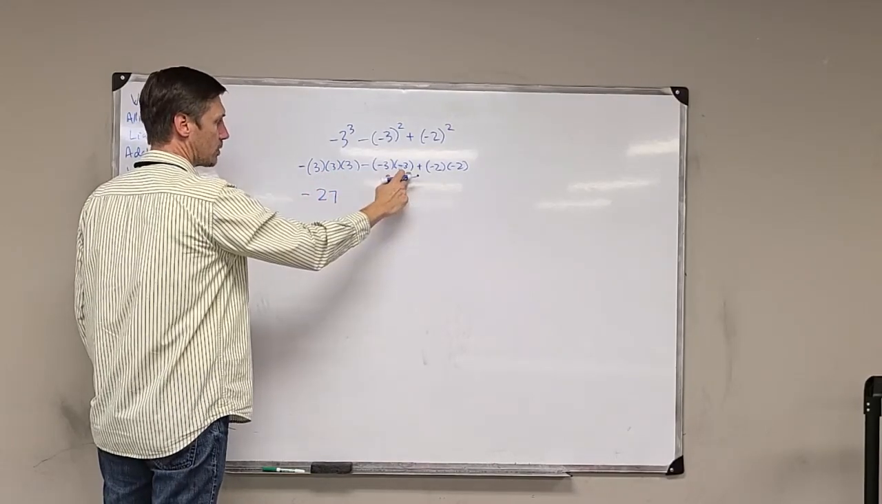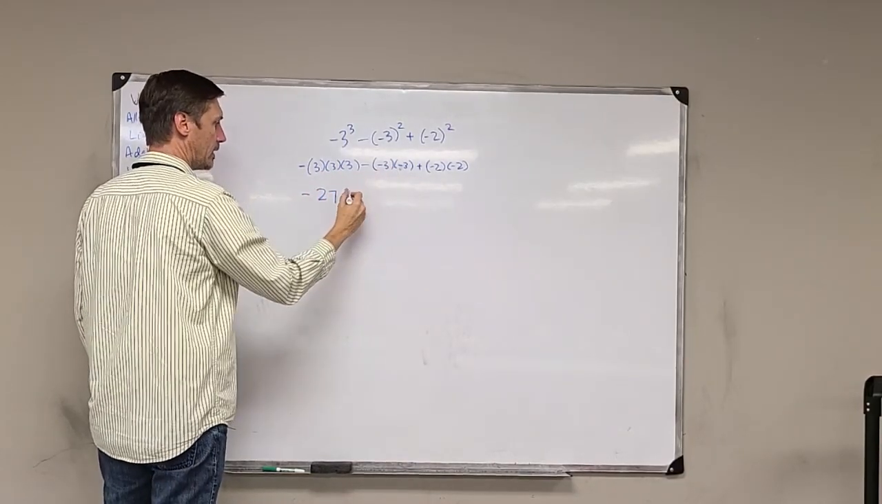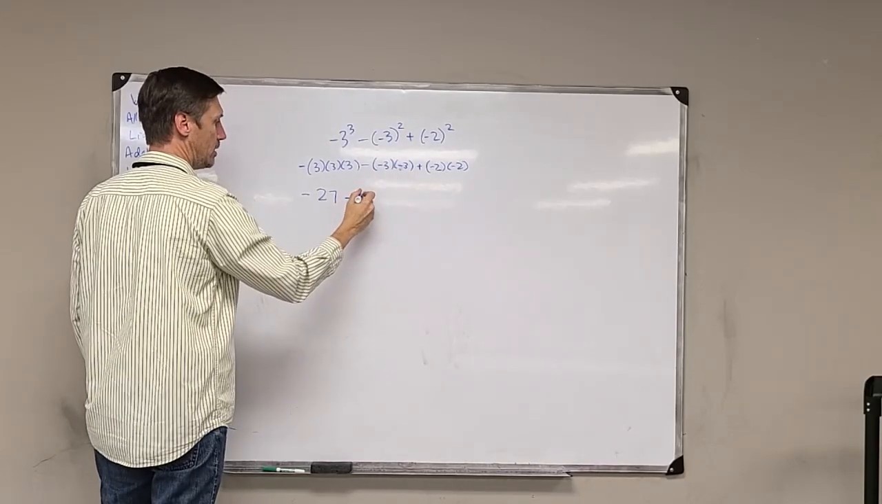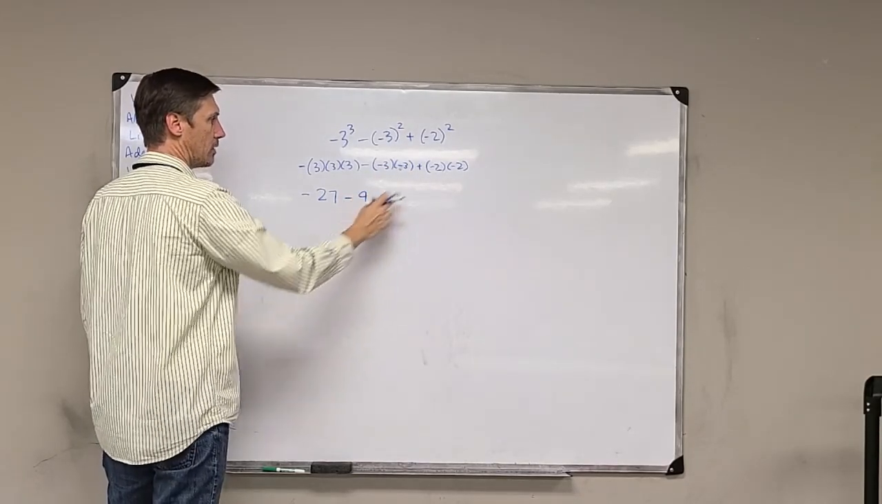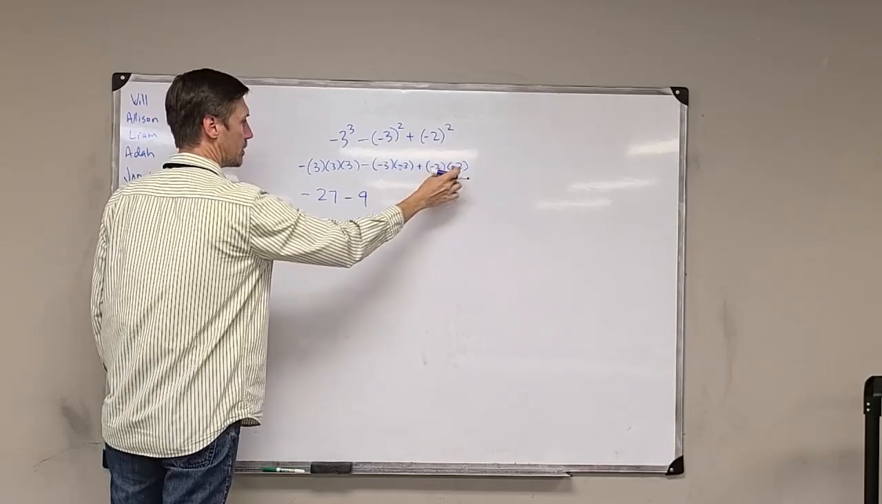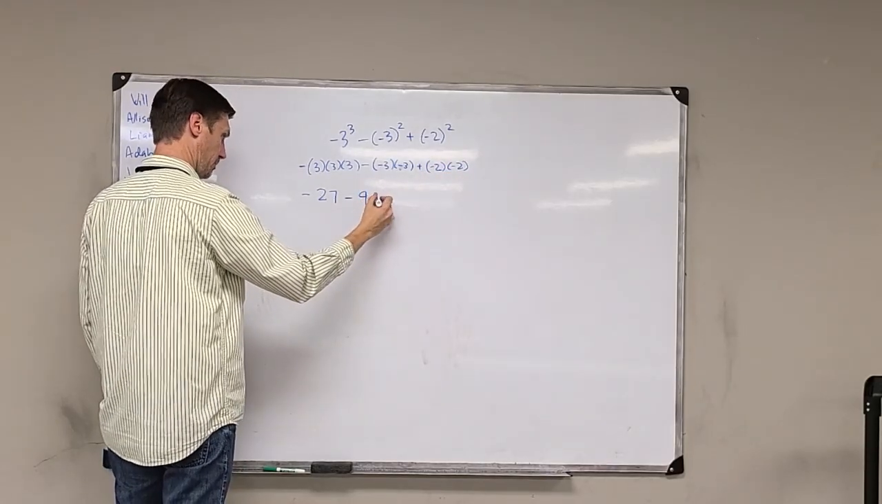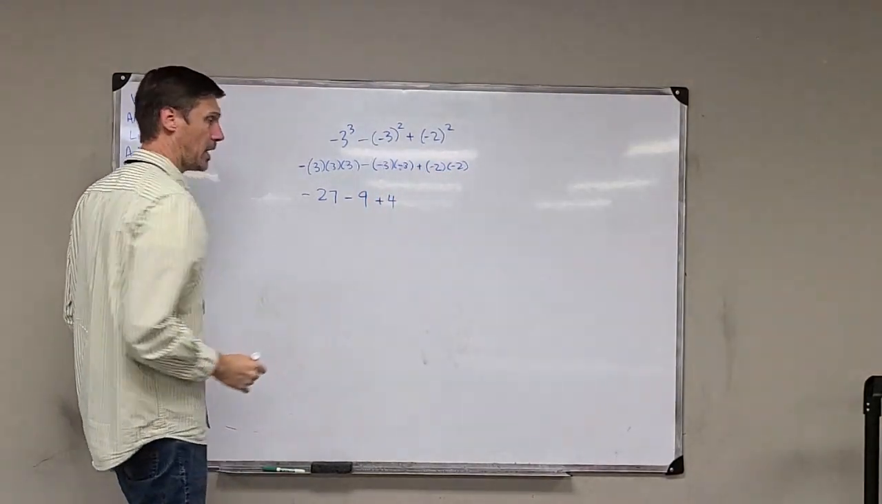The overall sign for this one's also going to be negative because we got 3 negative signs. So we got 3 times 3, so it's going to be a negative 9. And then for this one, it's going to be positive because we got 2 negative signs multiplied together. And so our final answer is going to be positive 4.